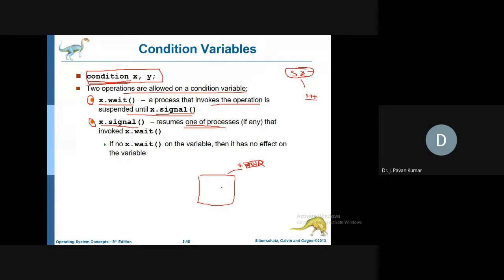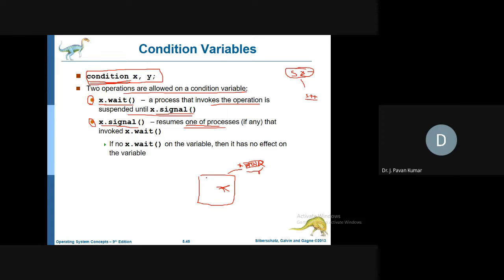Now one process has completed its execution. Let us say t has completed its execution, then it has given the signal operation. So the monitor is free, then only one of these processes will be resumed, either p or q or r. That is the operation of wait and signal in a monitor.